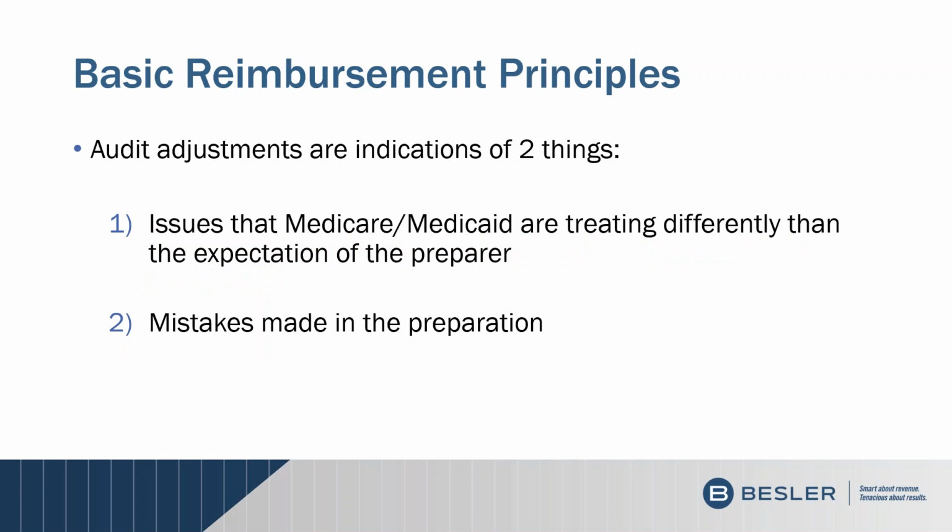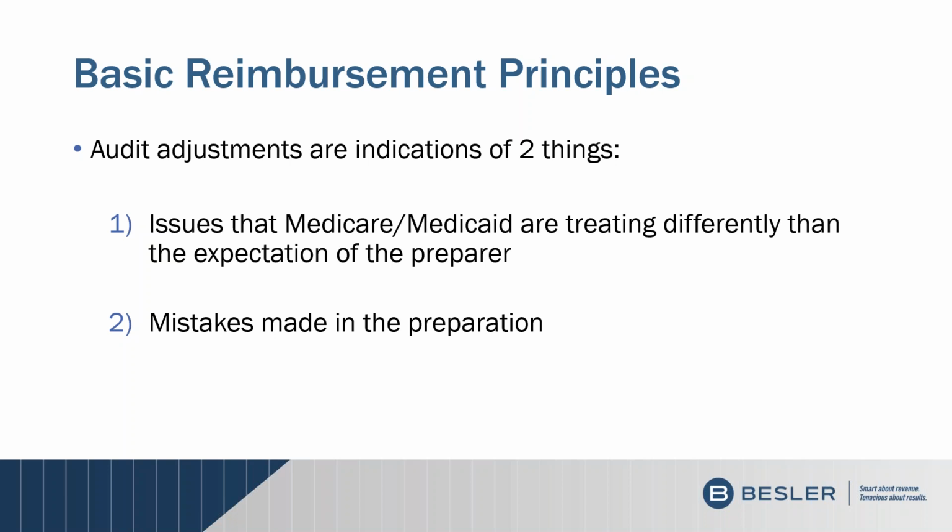Basic reimbursement principles. When you find during an audit, there's really 2 kinds of adjustments that happen that the Medicare and Medicaid auditors make. And the first one is they're treating an expense or revenue differently than was expected by the preparer. And usually that's a disagreement over the regulations or the interpretation and the like. And those tend to be ones that we have to deal with quite often, but they're items that can be resolved, researching the regs, things like that.